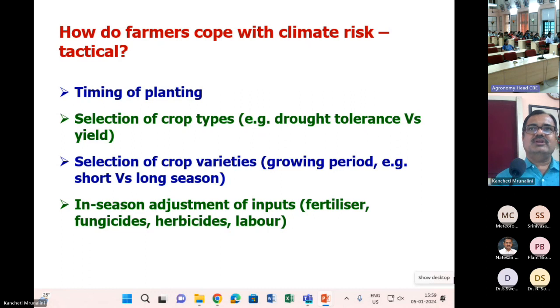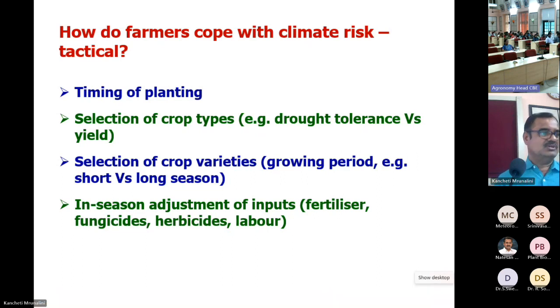Under normal and good rainfall years, we have to invest more and harvest more. Under abnormal years or low rainfall years, invest less and minimize the risk, and at least we have to overcome the loss. So that is the kind of situation we have to keep in mind.